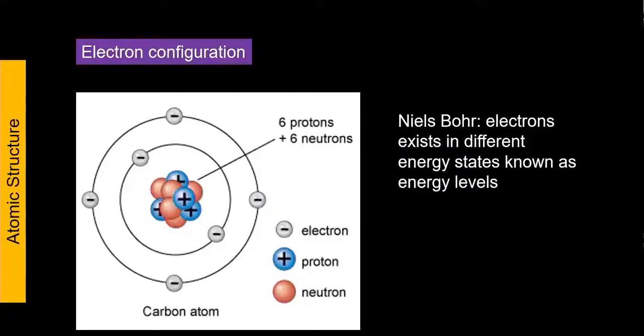And so we come to what Niels Bohr said, and he said that electrons exist in different energy levels, energy states, and they're known as these energy levels. We call them orbitals. They're known as orbitals as well. So if we look at the screen, you can see here, this is what he said. Electrons exist in different energy states. So not all of them have the same amount of energy. And these are known as energy levels.